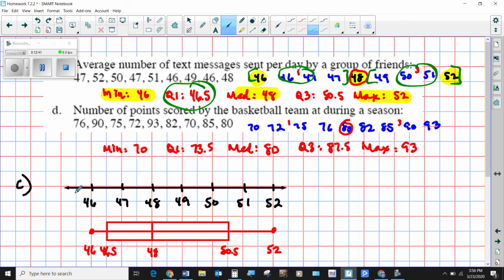And then decide how spread out this data is. What do I need for my number line? Since the minimum is 46 and the maximum is 52, I just decided to count by halves. So there's my 46 for my minimum. There's my 46.5 for my lower quartile. There's my 48 for the median. There is my upper quartile, third quartile, and my maximum. Plot those points underneath the number line and then box in the interquartile range, and you've got your box plot.